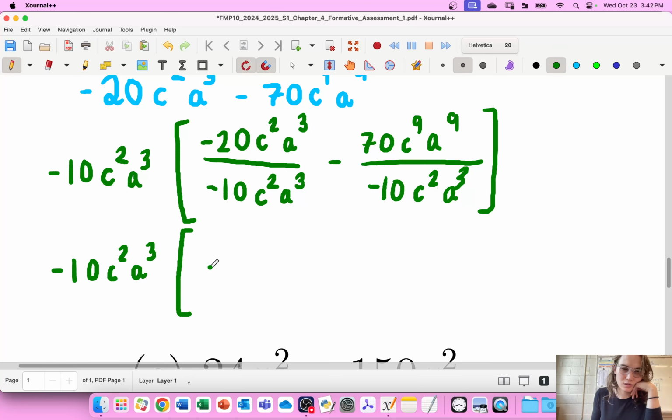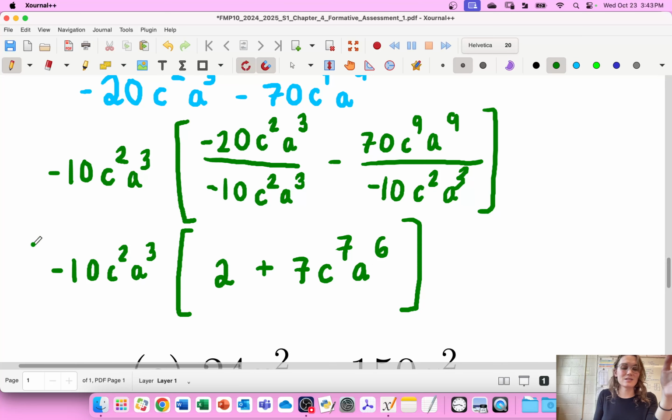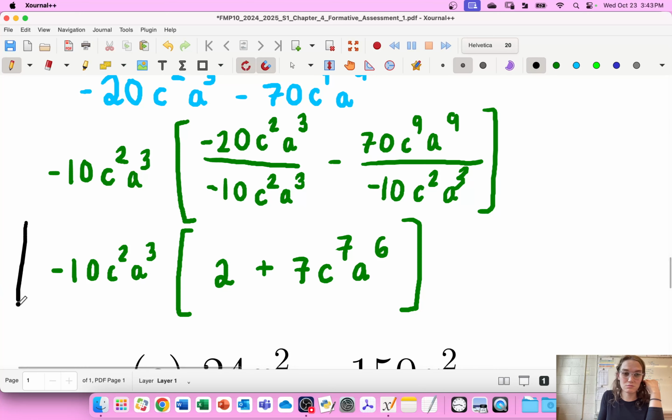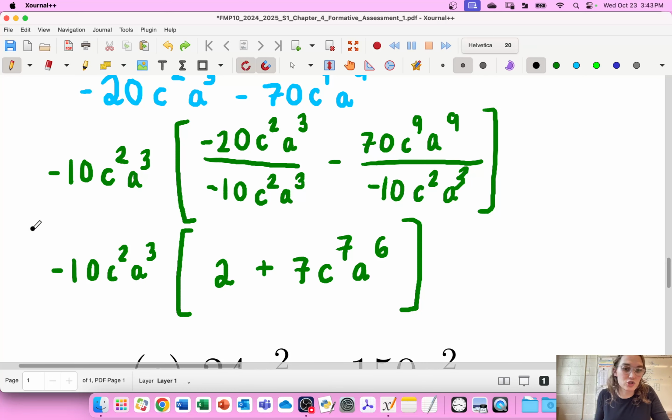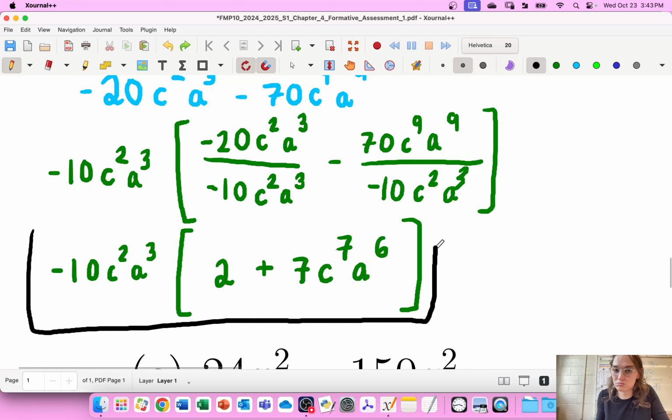this: 2 plus 7C to the power of 7 A to the power of 6. So that's like, and here's the thing, this isn't a trinomial that's factorable by inspection. It's not a difference of squares either. So that's that. That is the end of that. Sometimes we just take out a greatest common factor, and that's that.